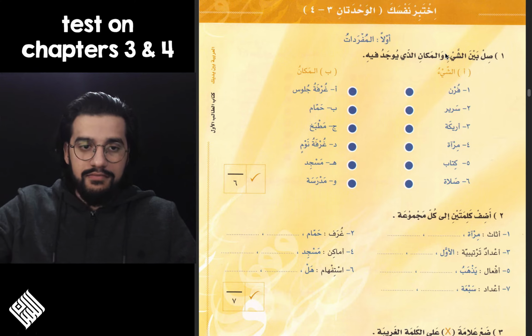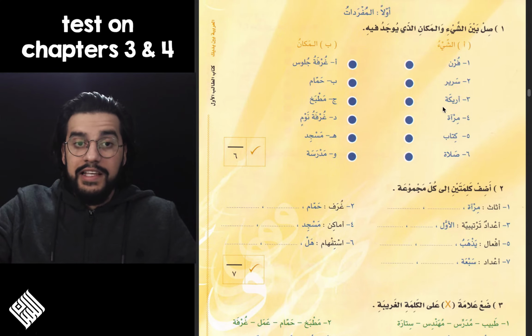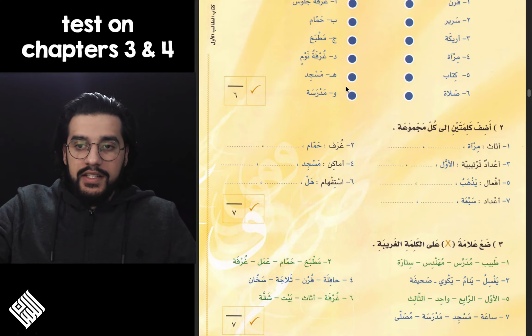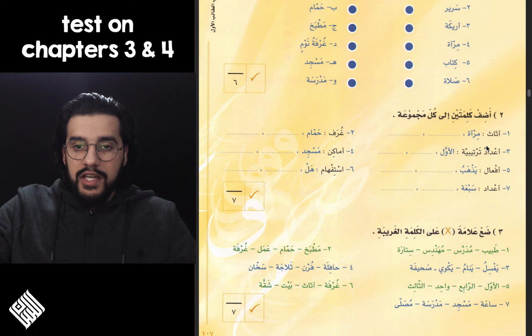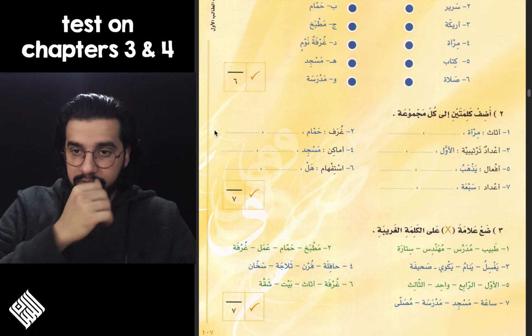The first question is very simple. You just link from column A to column Ba. You link between the thing and the place where that thing is found or where it's done. All right. In the second question, you have groups of words, groups of vocabulary. So athath is furniture. So you add 2 more pieces of furniture to this group. The second one here is ghuraf, rooms. You add 2 more rooms.